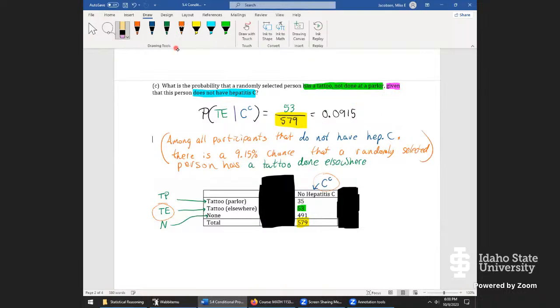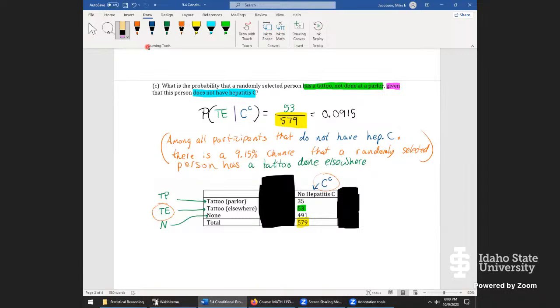So that's the interpretation on this one. Again, kind of tricky when we're dealing with this. It's not a bad idea to say, if you like this kind of approach, 9.15% chance of having a tattoo done elsewhere, given the person doesn't have hepatitis C. So you can always just read it left to right if you prefer. But I feel like a lot of people say those interpretations are just as confusing as the probability statement. So if you feel like that's confusing to you, this is just another way to write out that information. Well, any questions, folks, on running through this one?